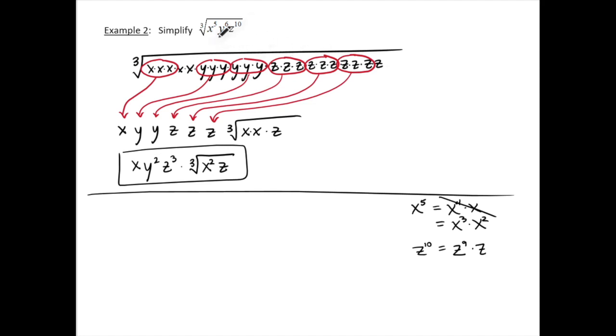So now let's rewrite this expression by factoring out the perfect cubes. Y to the 6th is already a perfect cube, so we don't need to modify that. X to the 5th will be factored as x cubed times x squared, and z to the 10th will be factored as z to the 9th times z to the 1. Here I've circled the perfect cubes. These are the variables that have exponents that are multiples of 3. And when we take the cube root of each of these, we will divide the exponent by 3.